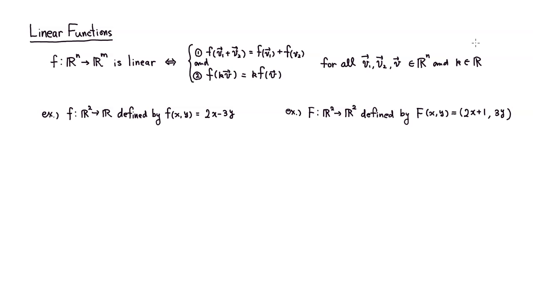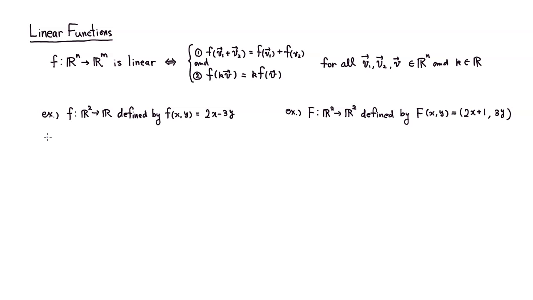All right, so let's look at a couple of simple examples here. Let's say you have a function f from R2 to R, so it's a scalar valued function defined on R2. And let's say the definition is f of x comma y is equal to 2x minus 3y. And it looks linear, so let's double check.